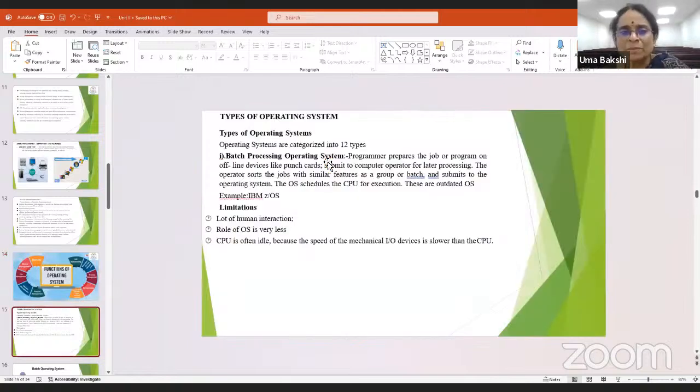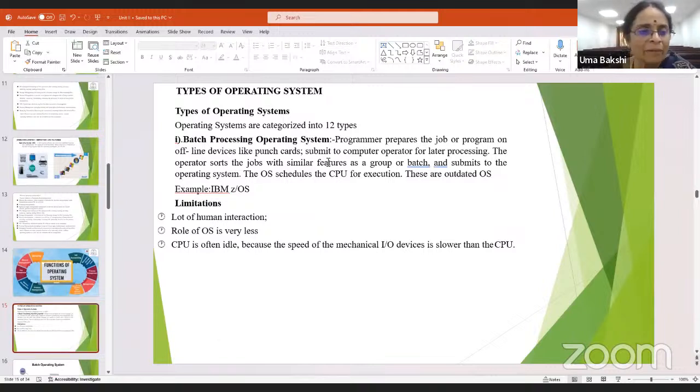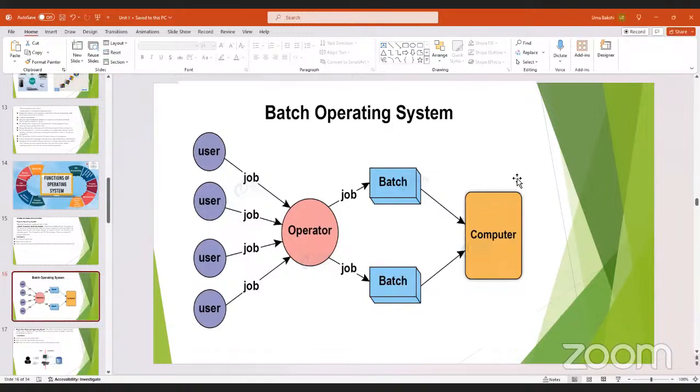Then types of operating systems. There are 12 types of operating systems. First one is the batch processing operating system. The programmer prepares the job or program. Only that much I'll be working. That's called job processing operating system. This is how batch processing works. There are n number of batches. One operator is there. It will send the first job to this batch, the second job to this batch, the third job to this batch. Like this, it will be sending, and the computer will work and then give the output.